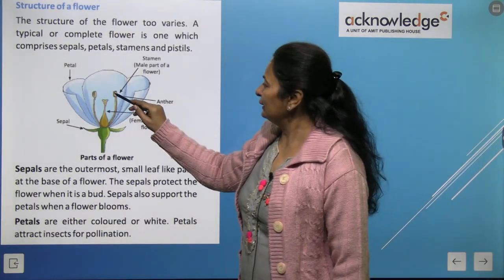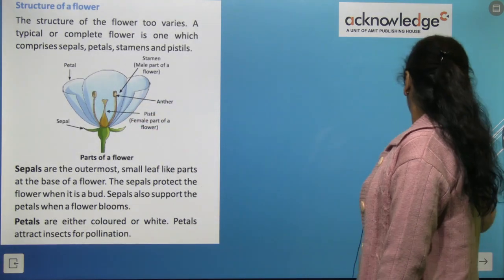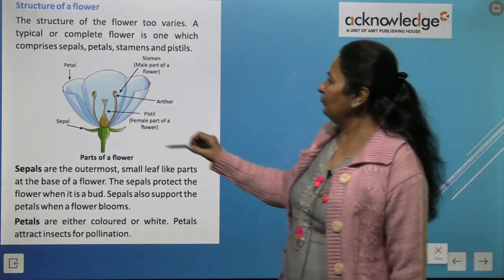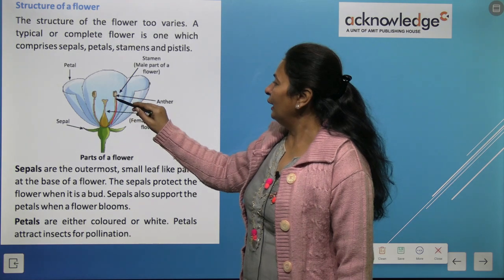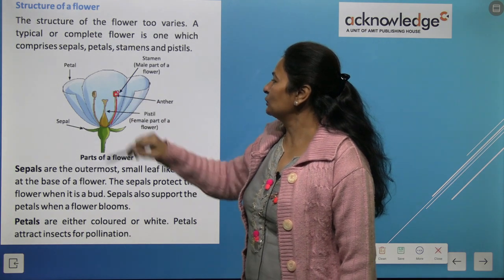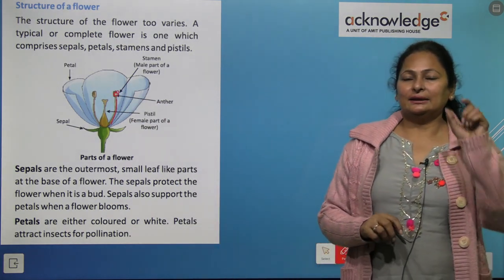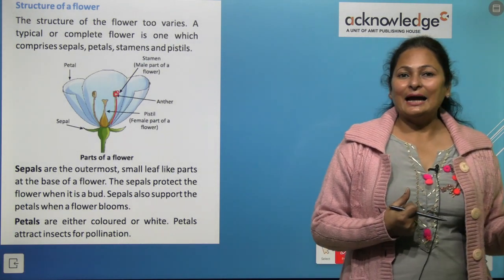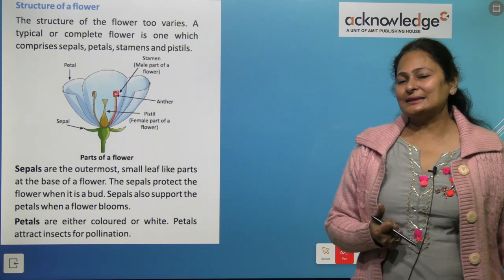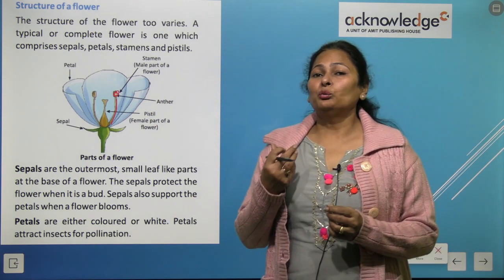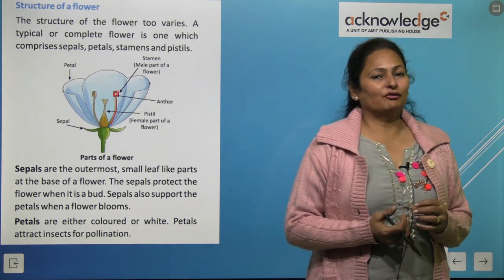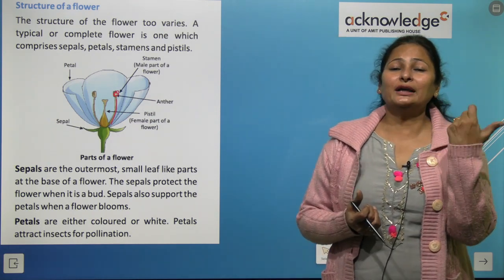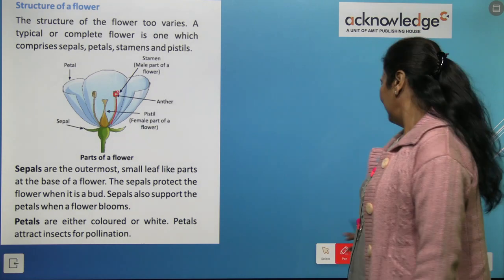This is the stamen. This structure is the stamen, and this is the male part of the flower, and this portion is called the anther. The anther is the topmost part which has pollen sacs, and pollen sacs are the part where pollen grains are formed. So what is a pollen grain? It is the powdery substance, right?